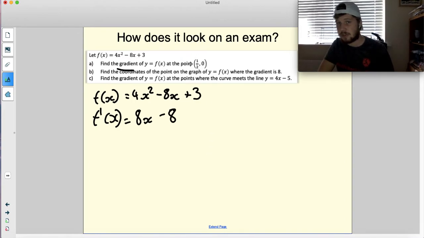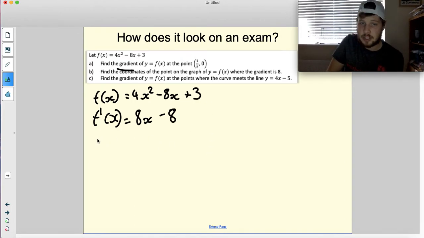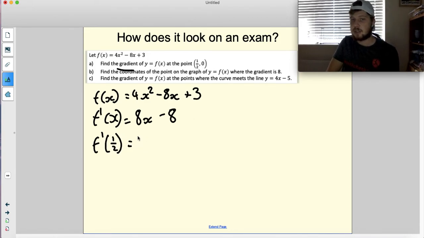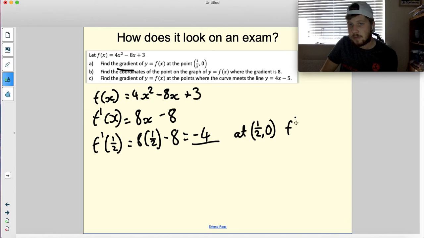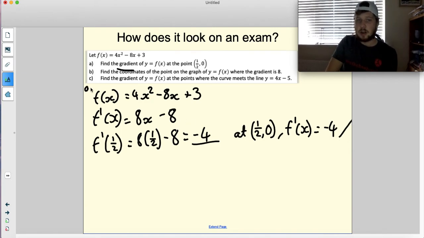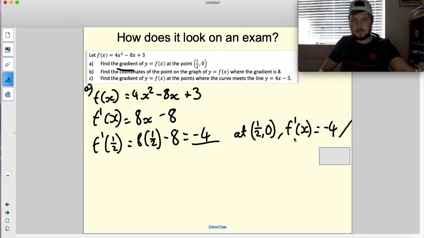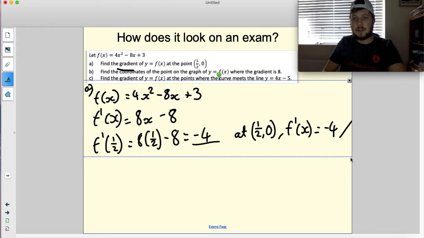And if I want to find the gradient at the point a half, I'm going to look at my derivative function where x is equal to a half. So it's 8 lots of a half subtract 8, which will be equal to negative 4. So at x equals a half, the gradient of f of x is equal to negative 4. That would be all I'd need for part A.